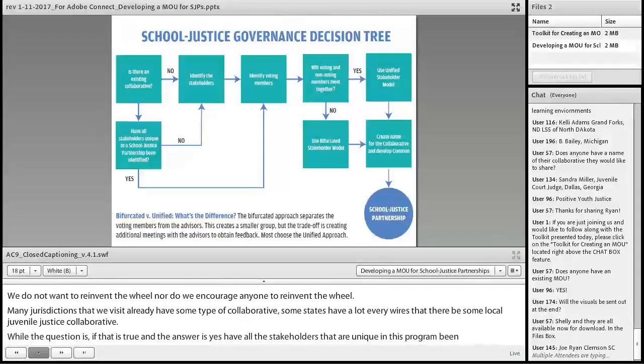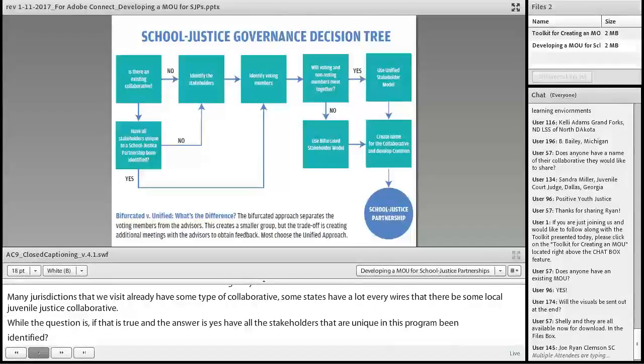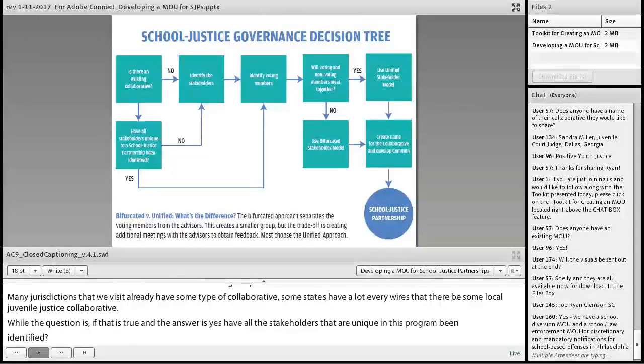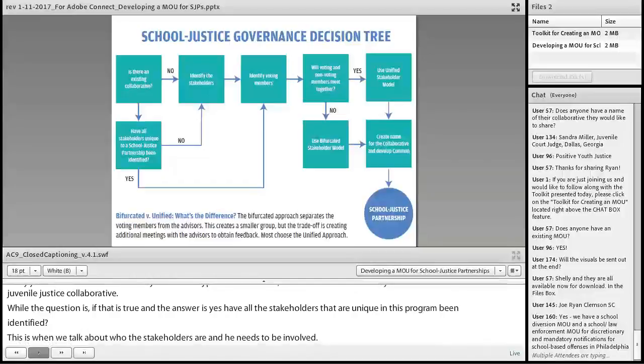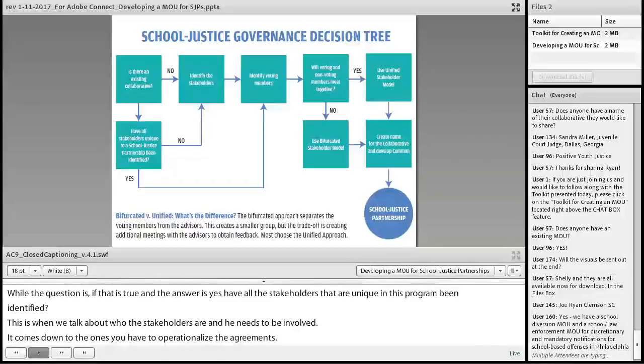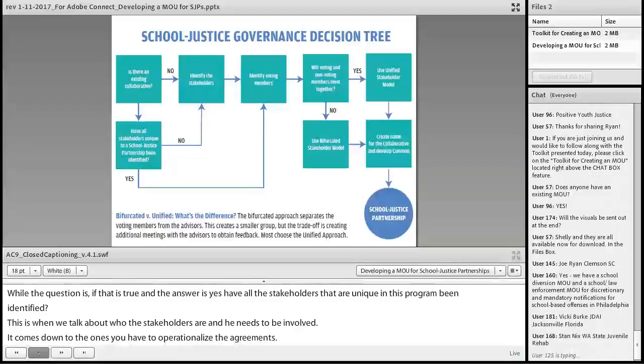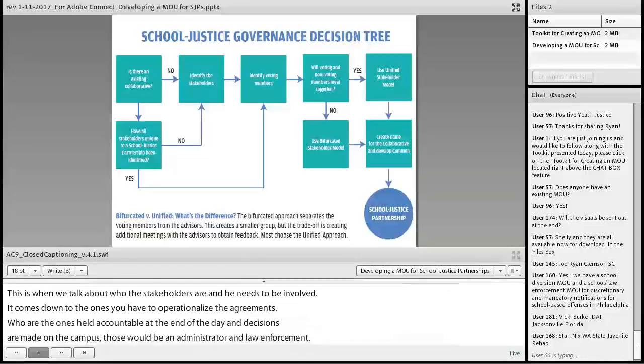It comes to who are the ones who have to operationalize this agreement? Who are the ones who are held accountable at the end of the day? Well, the decisions that are made on the campus, it's going to be an administrator and it's going to be law enforcement. We know those two are definite. Beyond that, it depends upon the jurisdiction. We have some states in which it's the prosecutor who decides whether a kid gets diverted. In other jurisdictions, it's the court. Either way, the next type of stakeholders would be the courts, the DA, and then we can go from there.